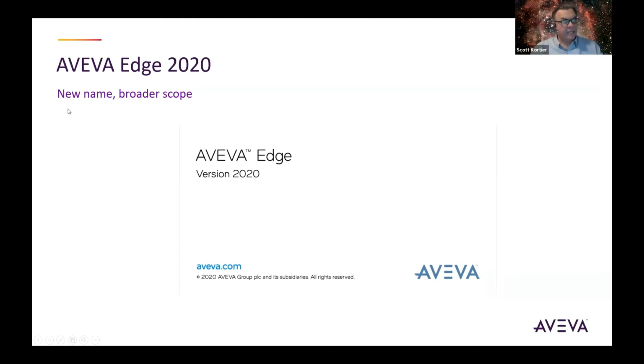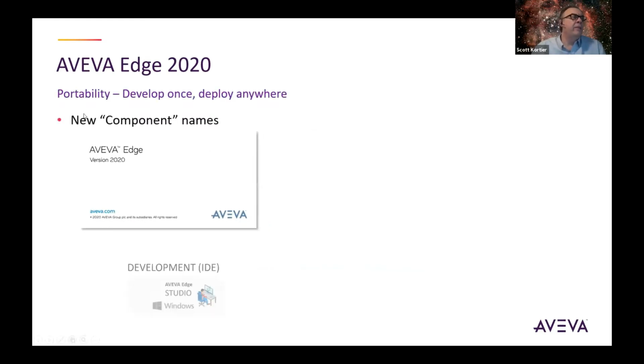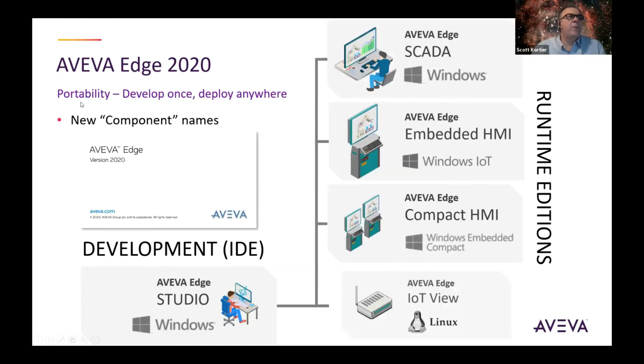And this is to really help position it not only within the AVEVA portfolio, but to understand that the product has a broader scope than just simply HMI. It really means much more than that. And what do we mean by that? Well, there's a few different things. First of all, the portability of this product, the ability to develop your project once and deploy it anywhere. What do I mean by that?